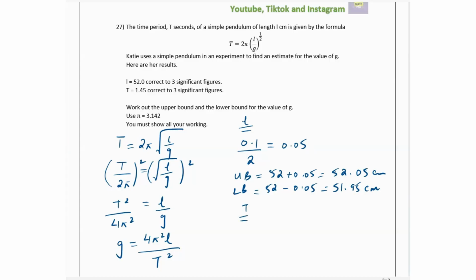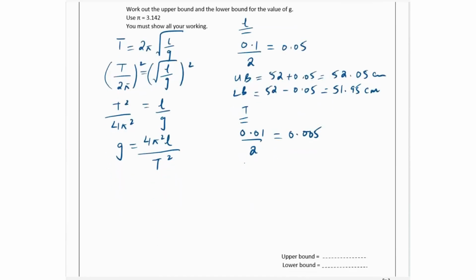Similarly, for t, we look at what the third significant figure is. Third significant figure is 5. Now we see what the place value of 5 is. Place value of 5 is 0.01. So what we do is we divide the place value by 2, which is going to be 0.005. Now, same thing for the upper bound. We do 1.45 plus 0.005, which is 1.455 seconds. And for the lower bound, we do 1.45 minus 0.005, which is going to be 1.445 seconds.